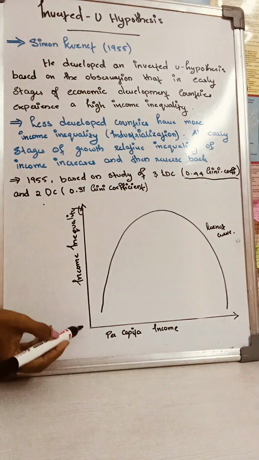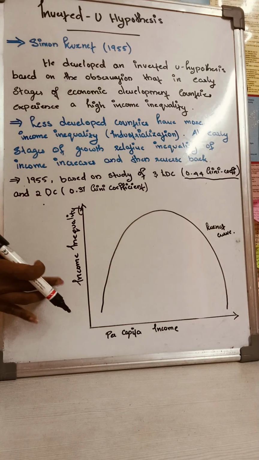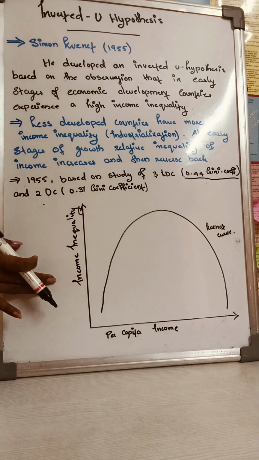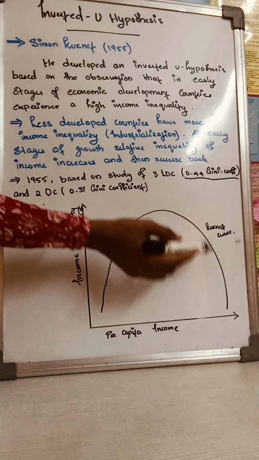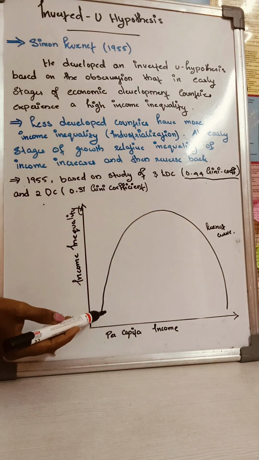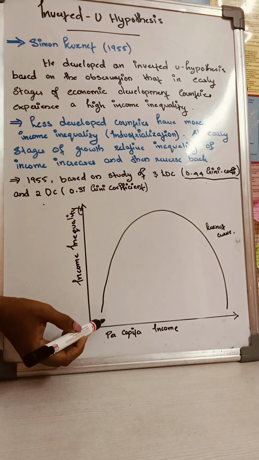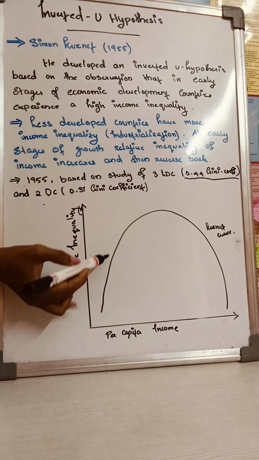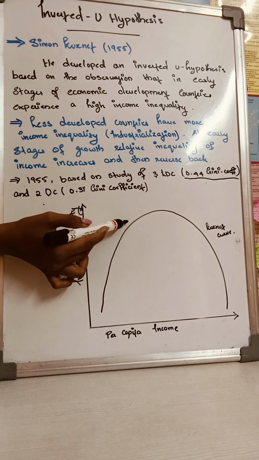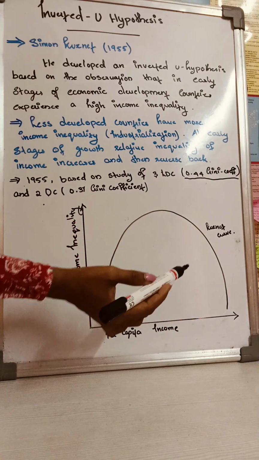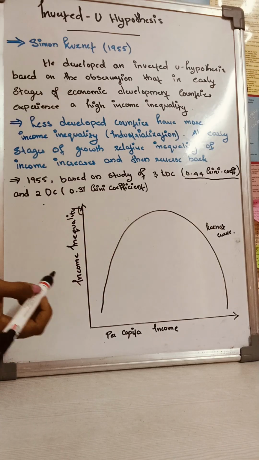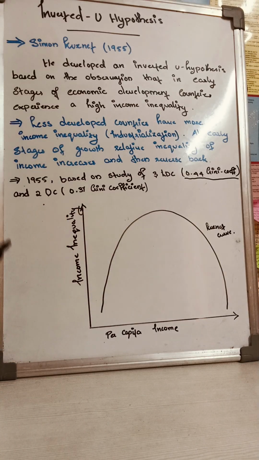On the curve, the y-axis has income inequality, which we can also say as the Gini coefficient. And on the x-axis, we have per capita income. This inverted U-shaped curve is the Kuznets curve. As the per capita income of the country increases, the inequality increases. After a certain point, it stabilizes and it reverses back in the later stage. So when the country is developed, income inequality is less compared to when the country is less developed and in its initial phase of growth. This is known as the inverted U hypothesis or Kuznets hypothesis.